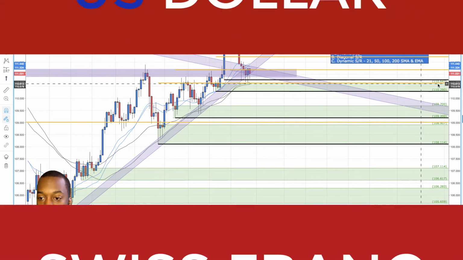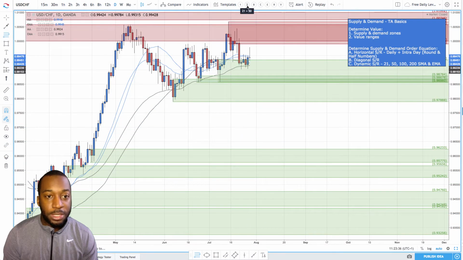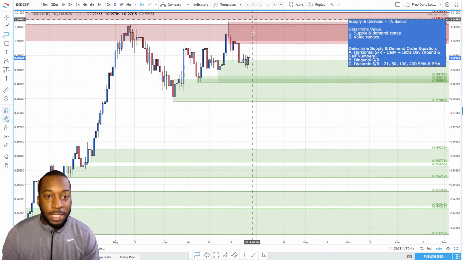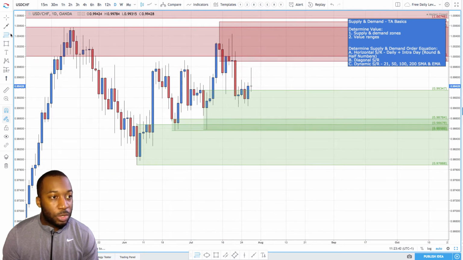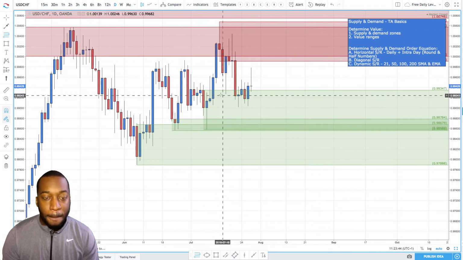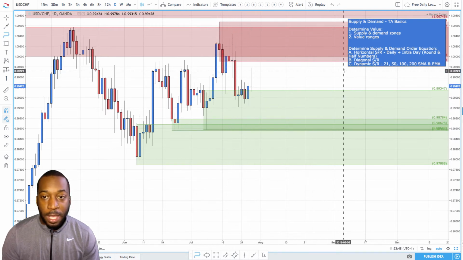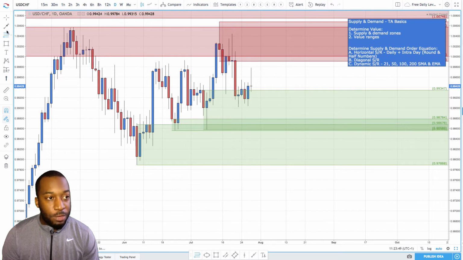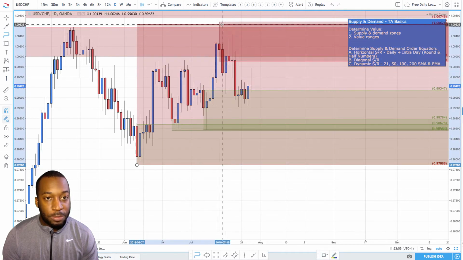Moving on to the dollar Swiss. And the dollar Swiss, this is a pair that I actually ended up taking, and I'll go into a bit of detail on this. So again, we're into this demand zone here. Prices came down, and from a value range perspective, we're in really this range from this low to this high.